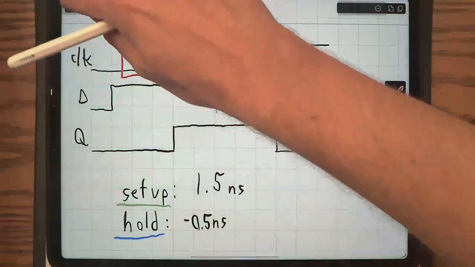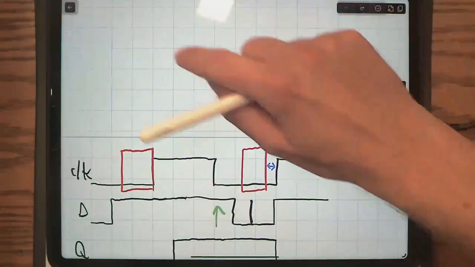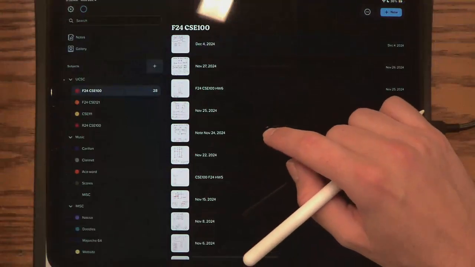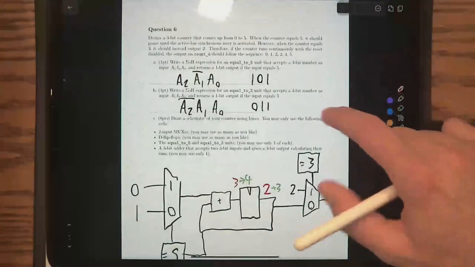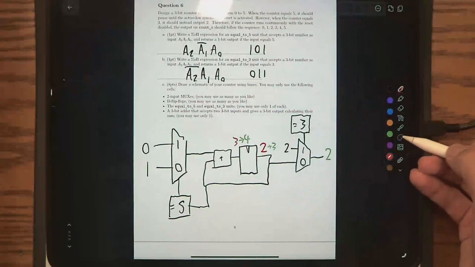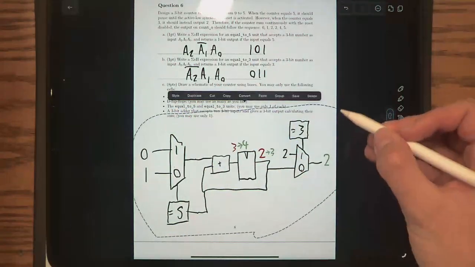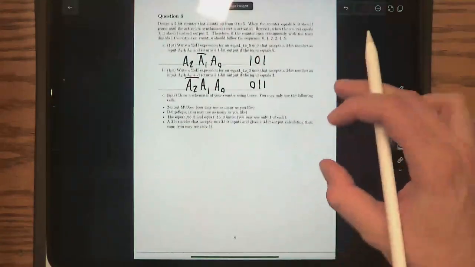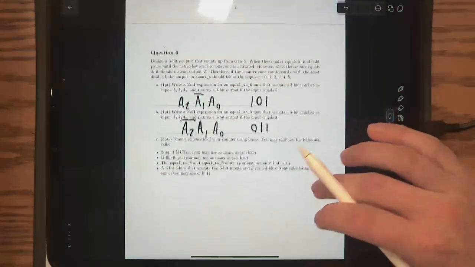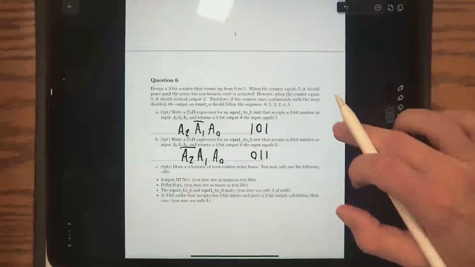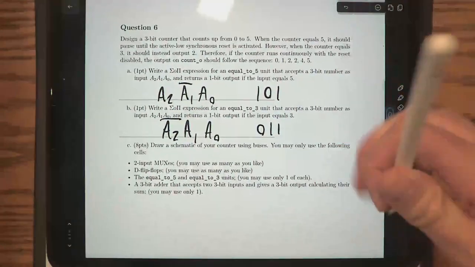Actually, you know what? Okay. I think the question that was hardest on the midterm was this one. So let's just quickly walk through it again. This question is a little bit complicated.